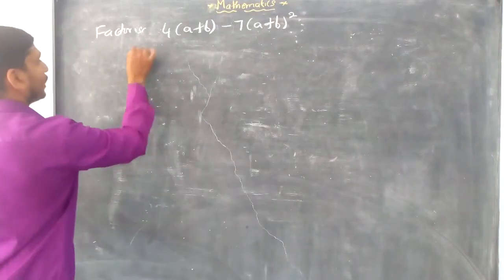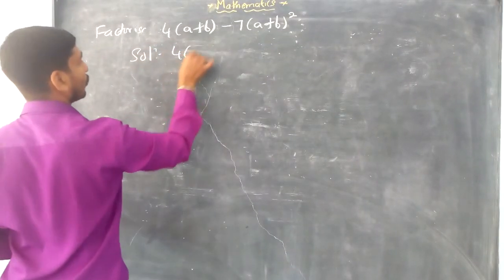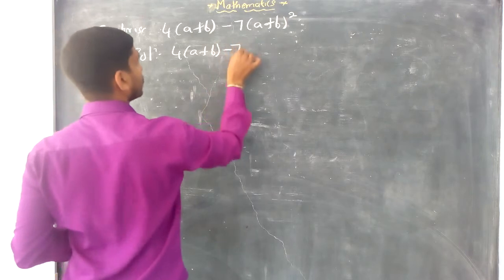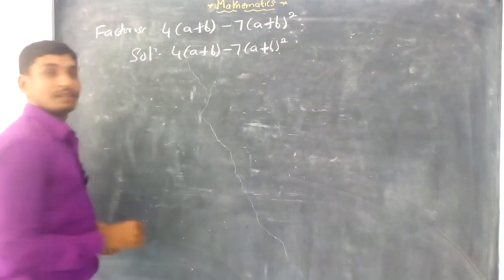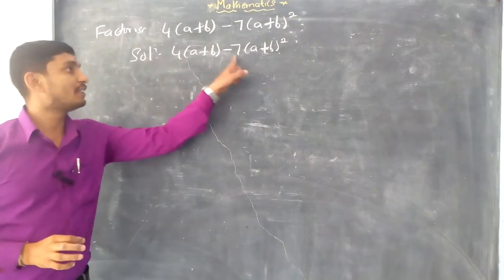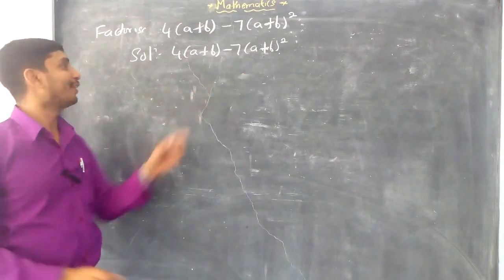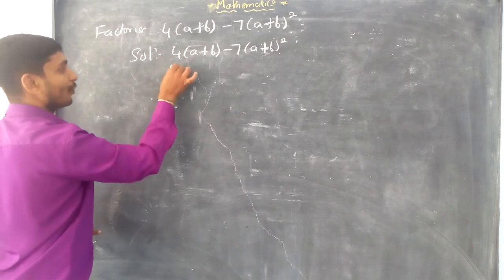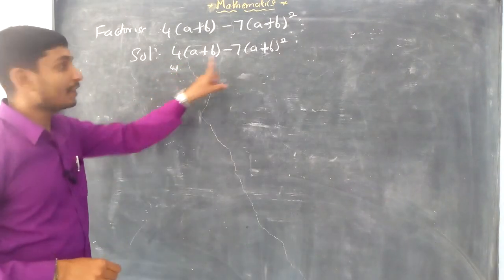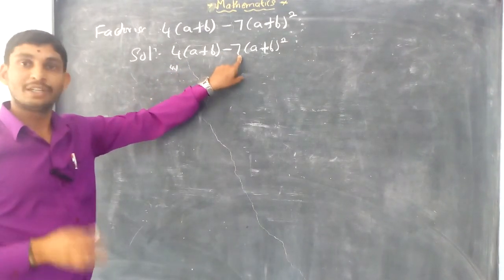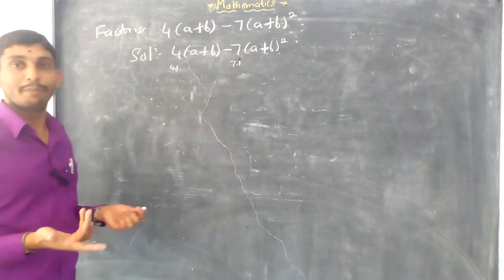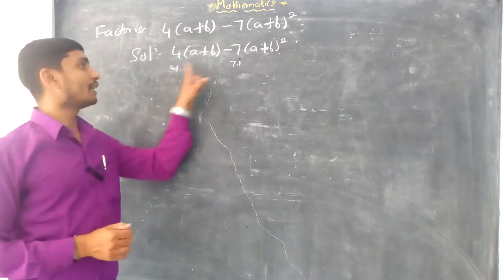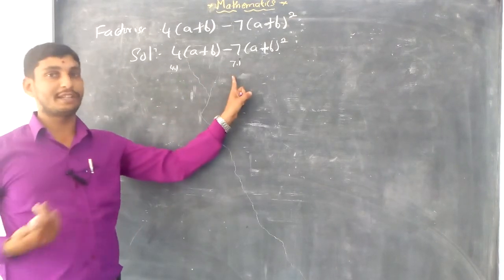Yes, before that, write the question. The question is 4 into (a plus b) minus 7 into (a plus b) whole square. Now see here, what is common here? In 4 and 7, nothing is common. Because see, 4 can be written as 4 into 1 or 2 twos, but whatever you do, 7 does not come. So there is nothing common. 7 can be written as 7 ones. If you must write it, you have to write into 1, because 1 has to be taken common.